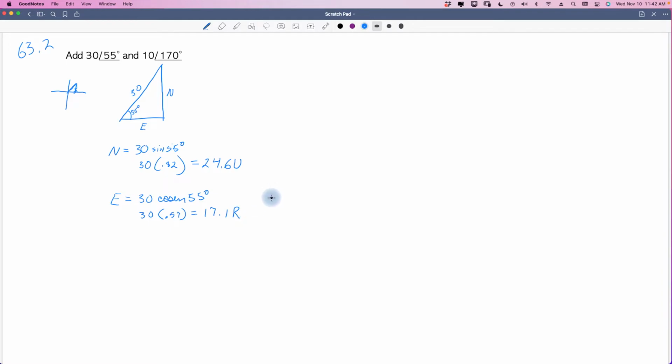All right, so that will be our first equation. I'm going to put it right down here. We are going to have 17.1 r plus 24.6 u, right? Because north is up from the x-axis, and this is right on the x-axis, okay? So let's do the other one. Let's do 10, and I'm going to draw my little sign here so I can kind of see where it's supposed to be. 170 degrees.